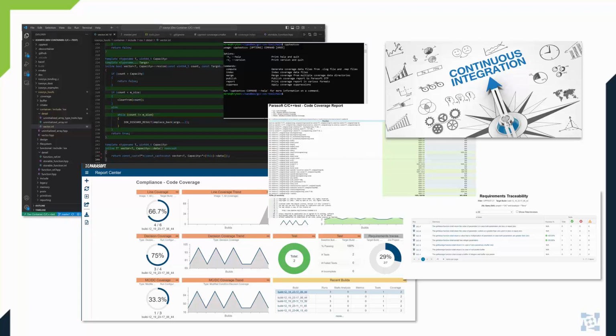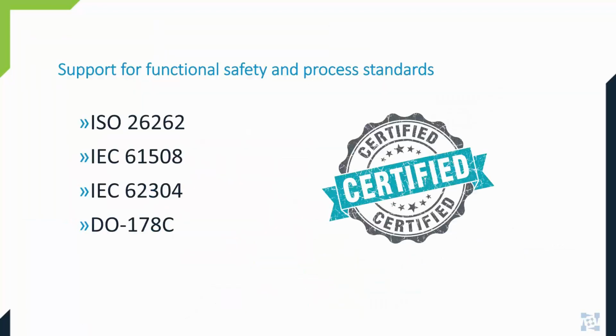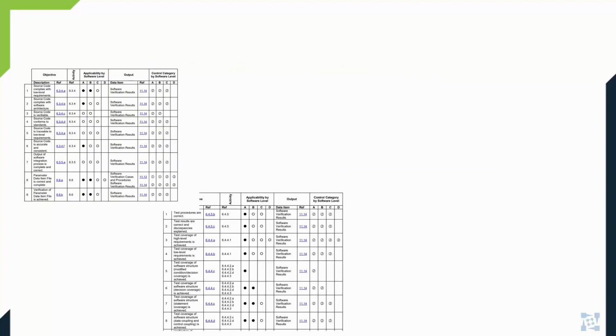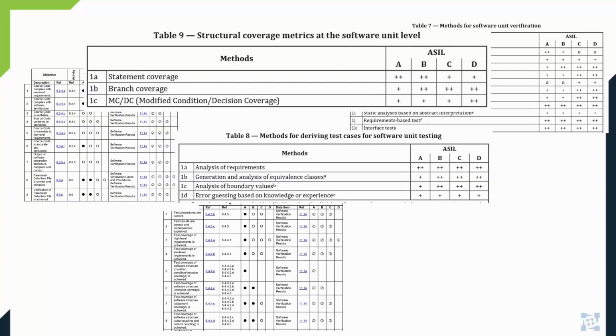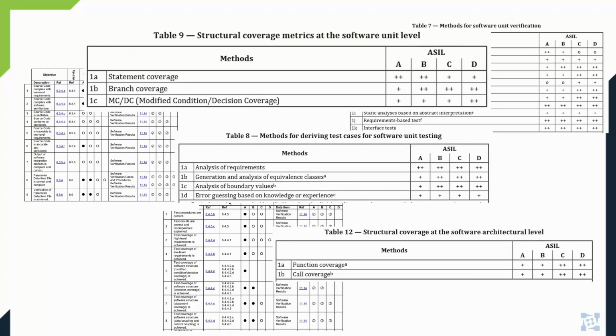C++ Test CT simplifies achieving safety standards, goals, and objectives. Some examples of the standards are ISO 26262, IEC 61508, IEC 62304, or DO 178C. Unit testing, requirements-based testing, statement, branch, and MCDC code coverage reports are all essential requirements from these standards.